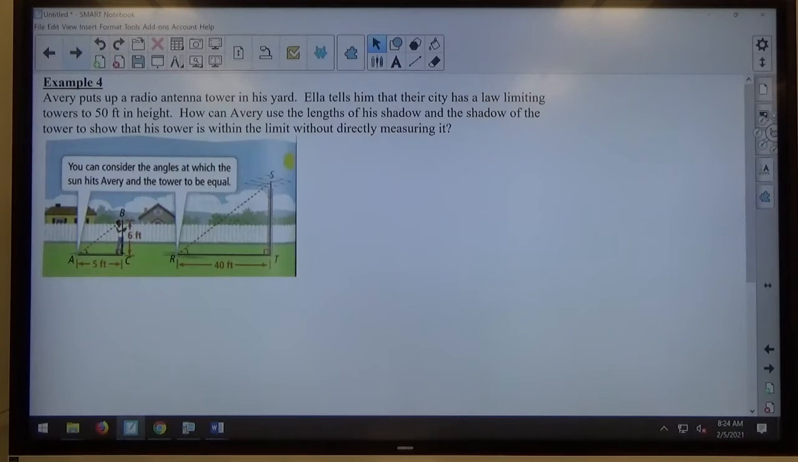So anyway, what we're looking at here is Avery creates a shadow, so does the tower. And within the same general area, people's shadows and building shadows and everything, they have the same angle to the sun at any given point in the day. So there's an assumption here that these angles are congruent, but it's a pretty good assumption. So if he's standing that close to the tower, the sun's making pretty much the same angle for both, or close enough that we can assume them to be equal.